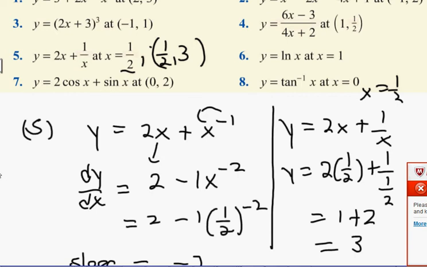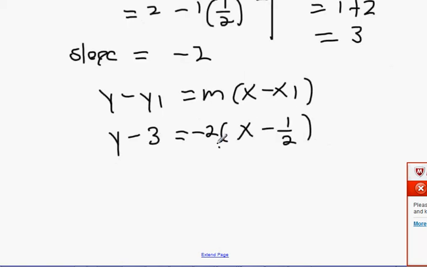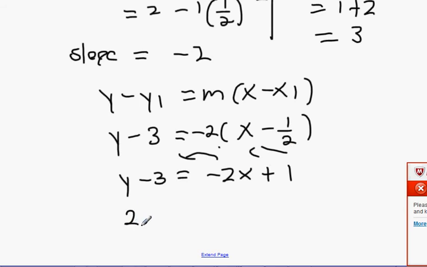So is your step 3 just to do the slope formula? The equation of the line. So y minus y1, y1 is 3, equals minus 2 into x minus a half. Now that I know that, what I'm going to do next is just multiply out. You're going to get minus 2x plus 1. Bring everything over one side. And you're going to get 2x plus y minus 4 equals 0.